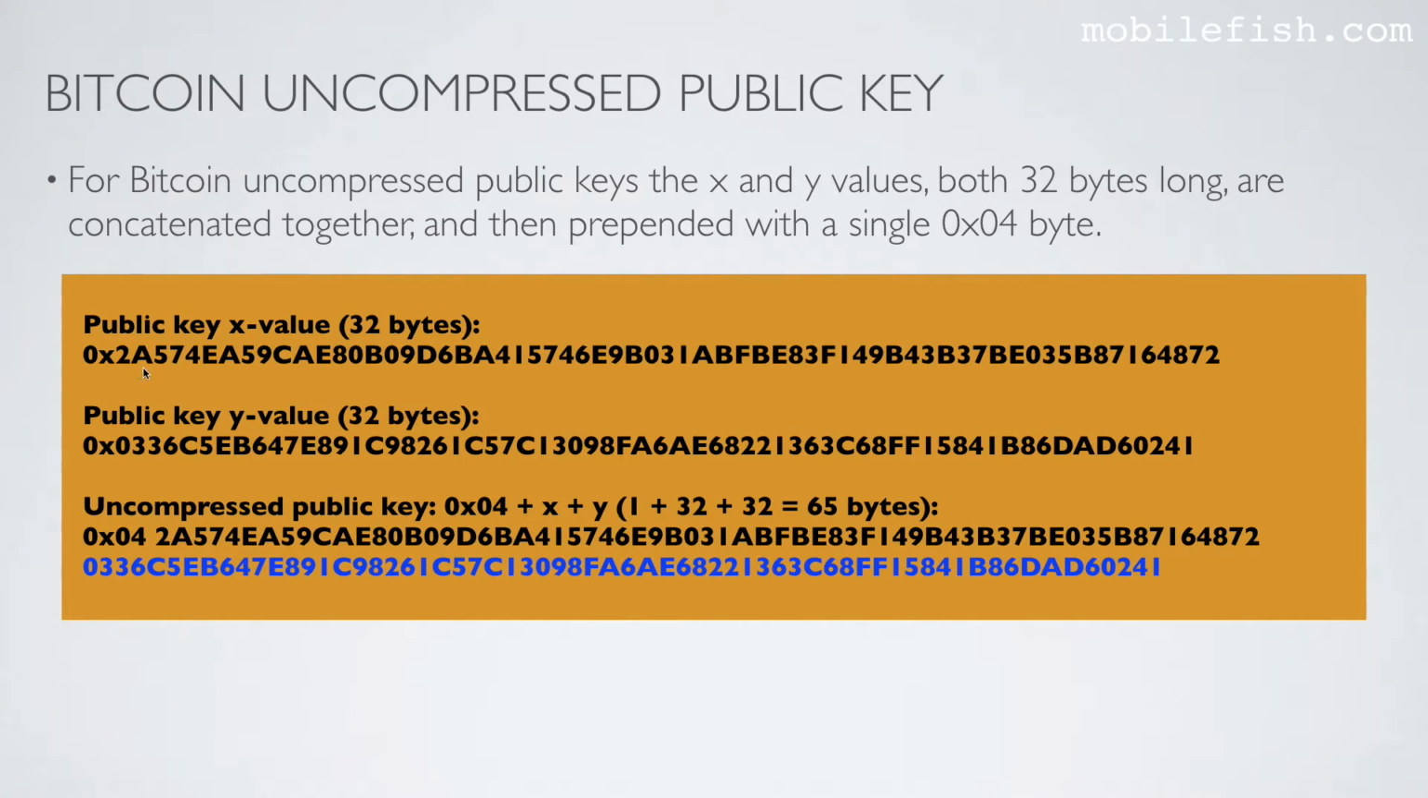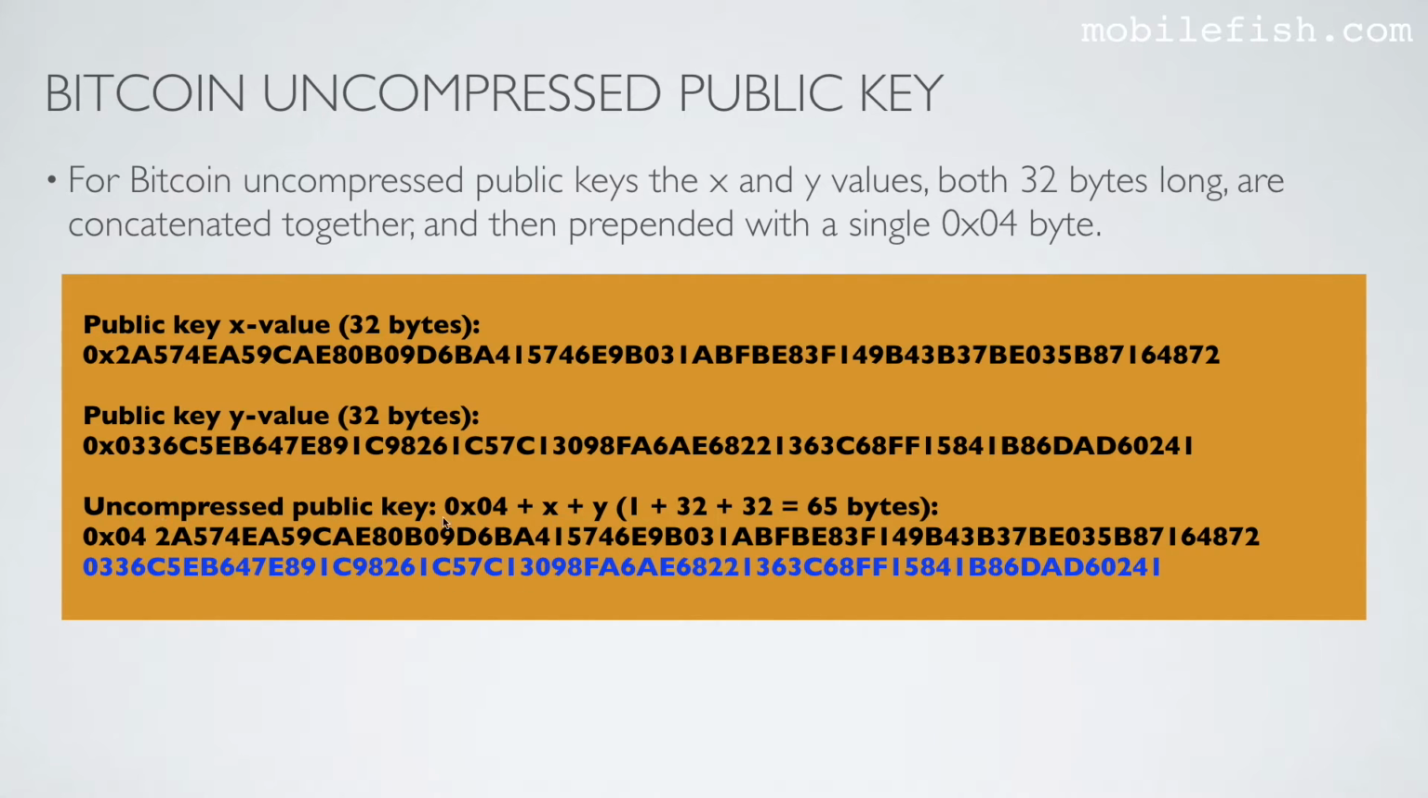Here's an example of a public key X value. Here is an example of a public key Y value. Here's an example of an uncompressed public key. Here is the single hex value 4 byte, followed by the public key X value, then followed by the public key Y value.